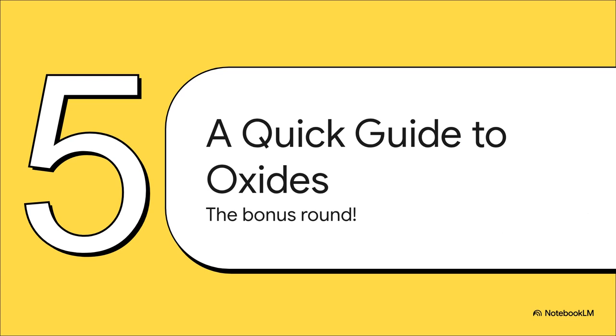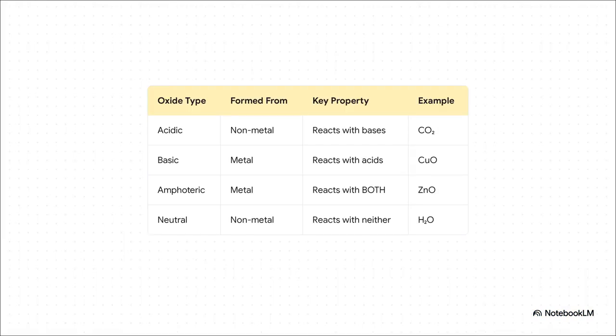Okay, for our final section, we're going to do a quick fire round on oxides. Getting your head around these will really complete your understanding. It's the bonus round. This table breaks it all down perfectly. There are 4 types to remember. So nonmetals usually form acidic oxides, like carbon dioxide. Metals tend to form basic oxides, like copper oxide. Then you have the special ones, amphoteric oxides. These guys are flexible. They can react with both acids and bases. Zinc oxide is the classic example. And finally, you have your neutral oxides, like good old water, which just don't react with either.